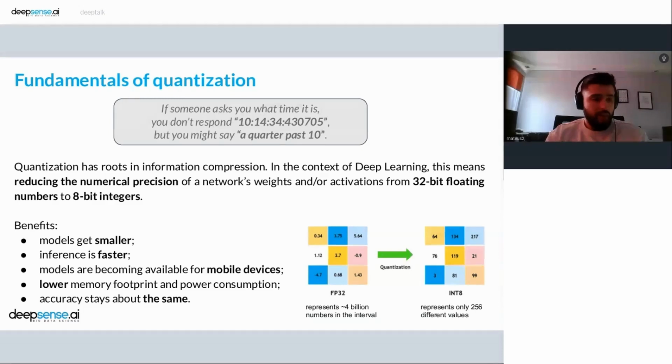So the benefits of using quantization methods are as follows. First of all, models get smaller because you don't have to save 32-bit numbers. Then the inference gets faster. Models are becoming available for mobile devices, since most mobiles work on ARM processors, which are suited for 8-bit data. There is a lower memory footprint and power consumption because of the size reduction. And with all the above advantages, the accuracy of the model should stay about the same.